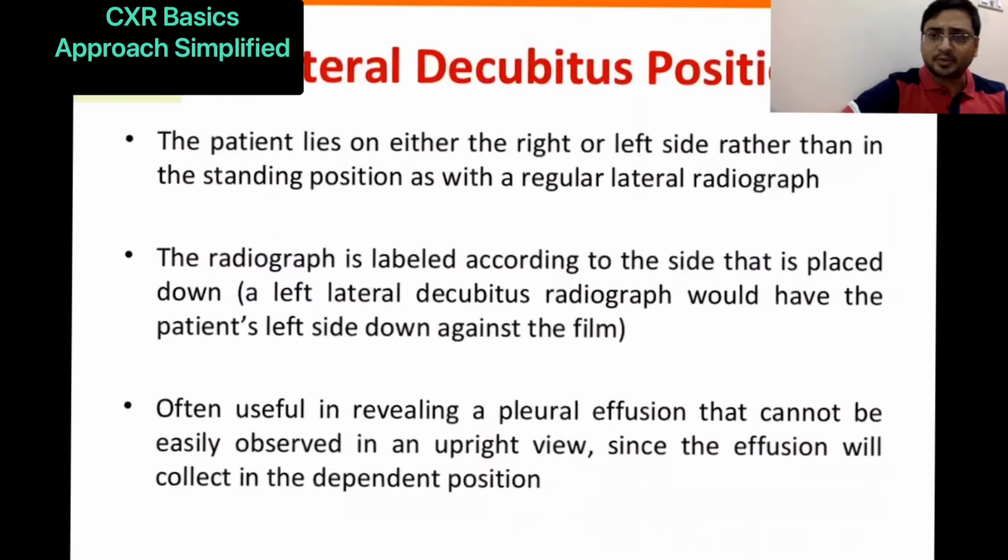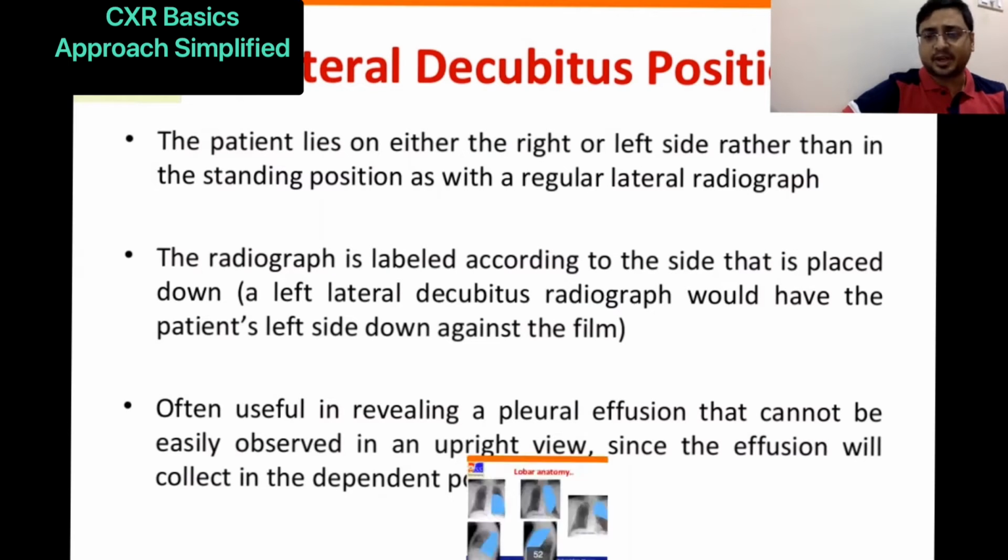And lateral decubitus film is where the patient lies either on the right or the left side. The standing position of the regular radiograph. The radiograph is labeled according to the side that is placed down. The left lateral decubitus radiograph would have the patient's left side down against the film.